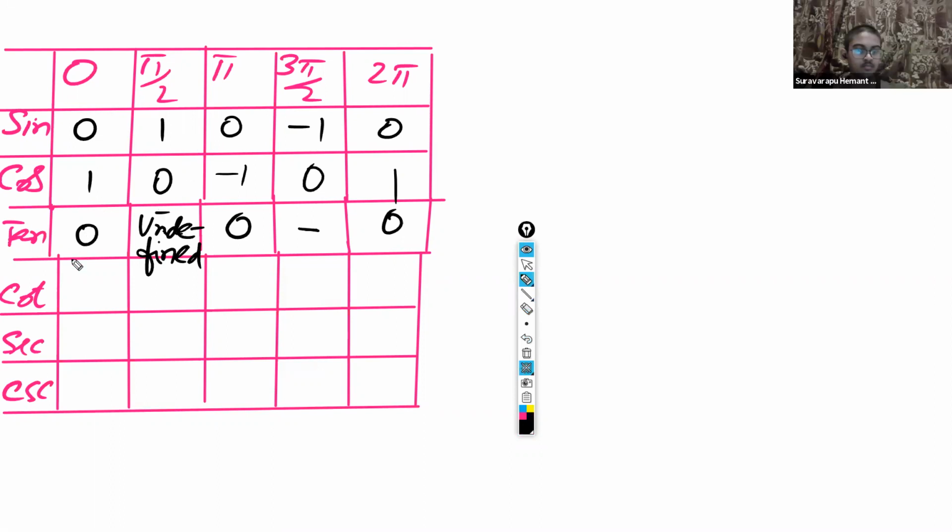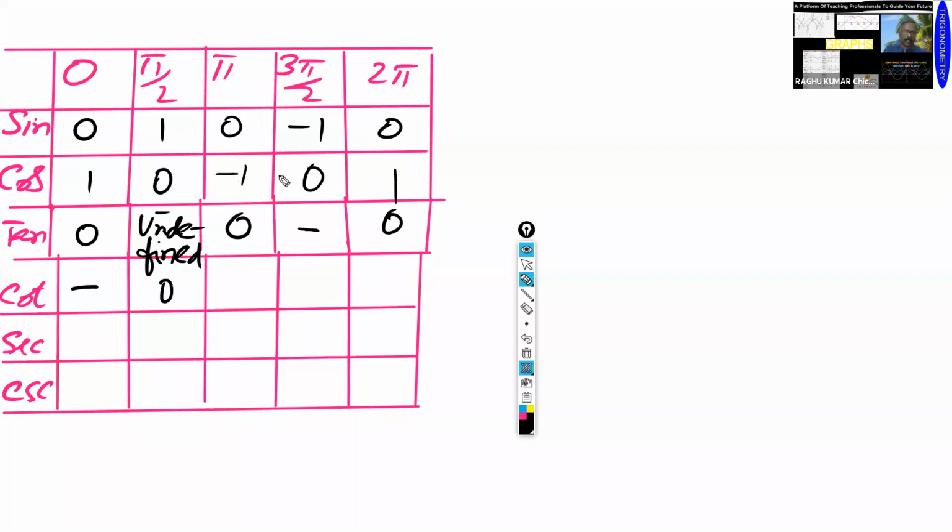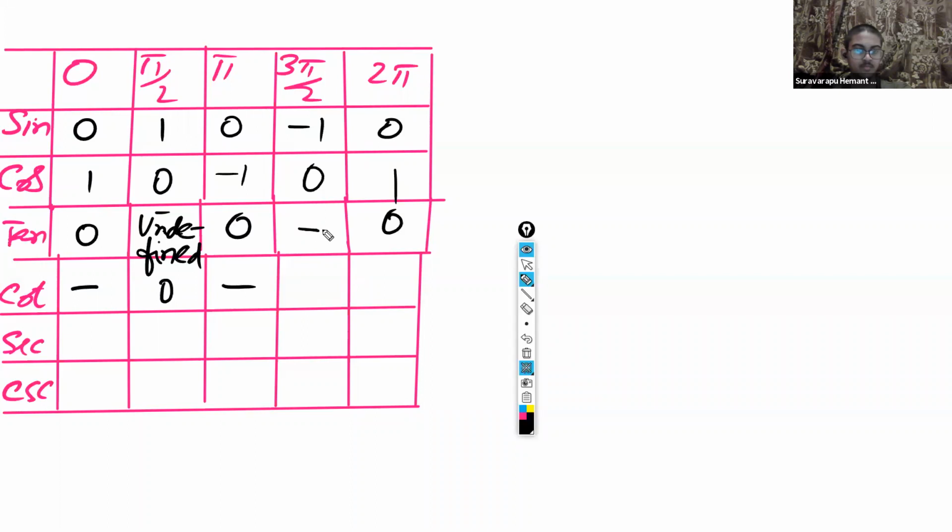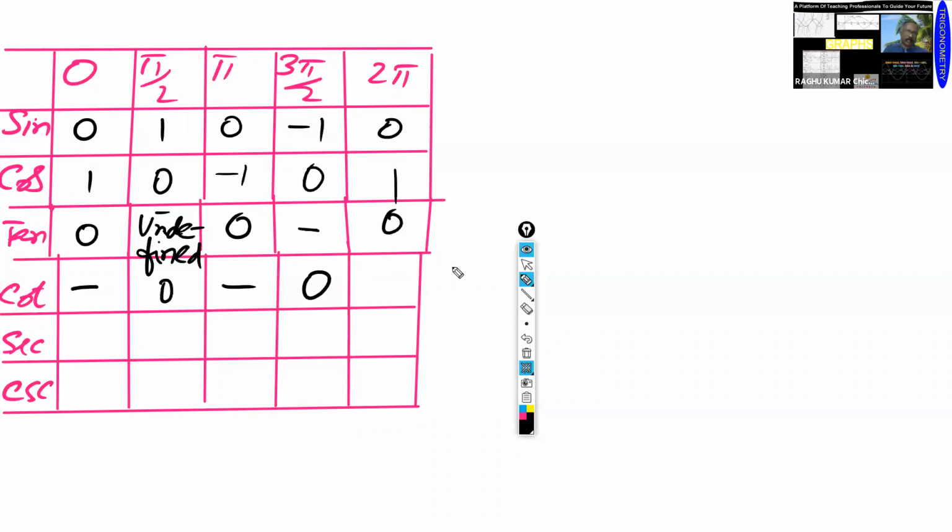Again, Sriram, you tell me cot 0. Reciprocal of tan means 1 by 0, not defined. Cot pi by 2 is cos by sine, 0. Maurya, cos by sine means 1 by 0, not defined. And cot pi, please. Not defined. And tan pi is 0 by minus 1, 0. Next, cot 2 pi is 1 by 0, not defined.